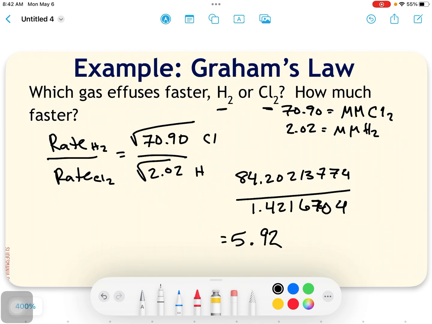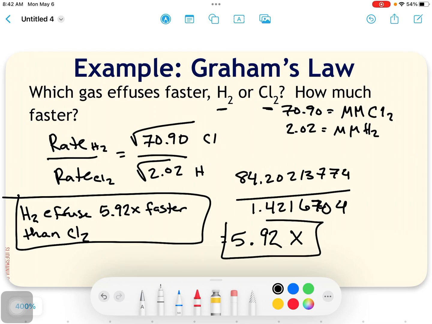I'm not going to be super strict on the sig figs for this one because there are no numbers for you to pull from. So you should get an answer of 5.92, so that would be 5.92 times faster. Again, hydrogen is the smallest, so that means it's going to effuse faster. So hydrogen gas will effuse 5.92 times faster than chlorine. And that would be your final answer.